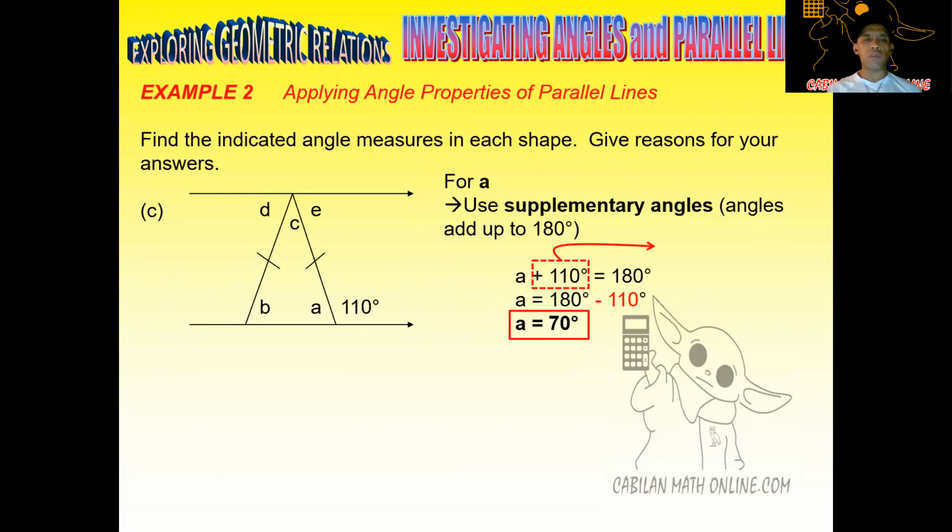All right, so we've got the first one. Now, as we go along here, make sure that you're identifying the angle measure to each letter. You can write it somewhere near it, so you can see exactly what you have and what you don't have.